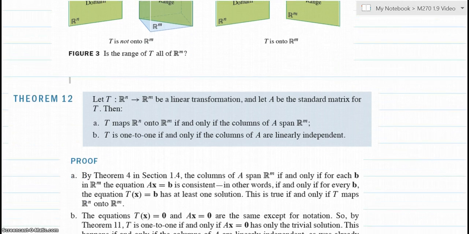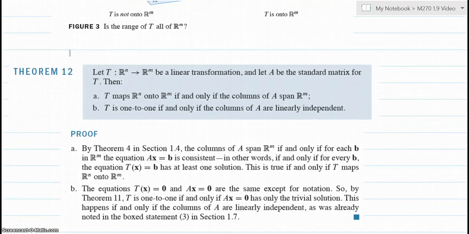These have all been proven before, so we really do not need to prove these again. It's just another way of stating Theorem 4 in 1.4, if you go back and look at that. It said that the columns of A span Rm if and only if for each B in Rm the equation is consistent, which is the same thing we have here, because in other words, if and only if for every B the equation T of x equals B has at least one solution, which is exactly the definition.